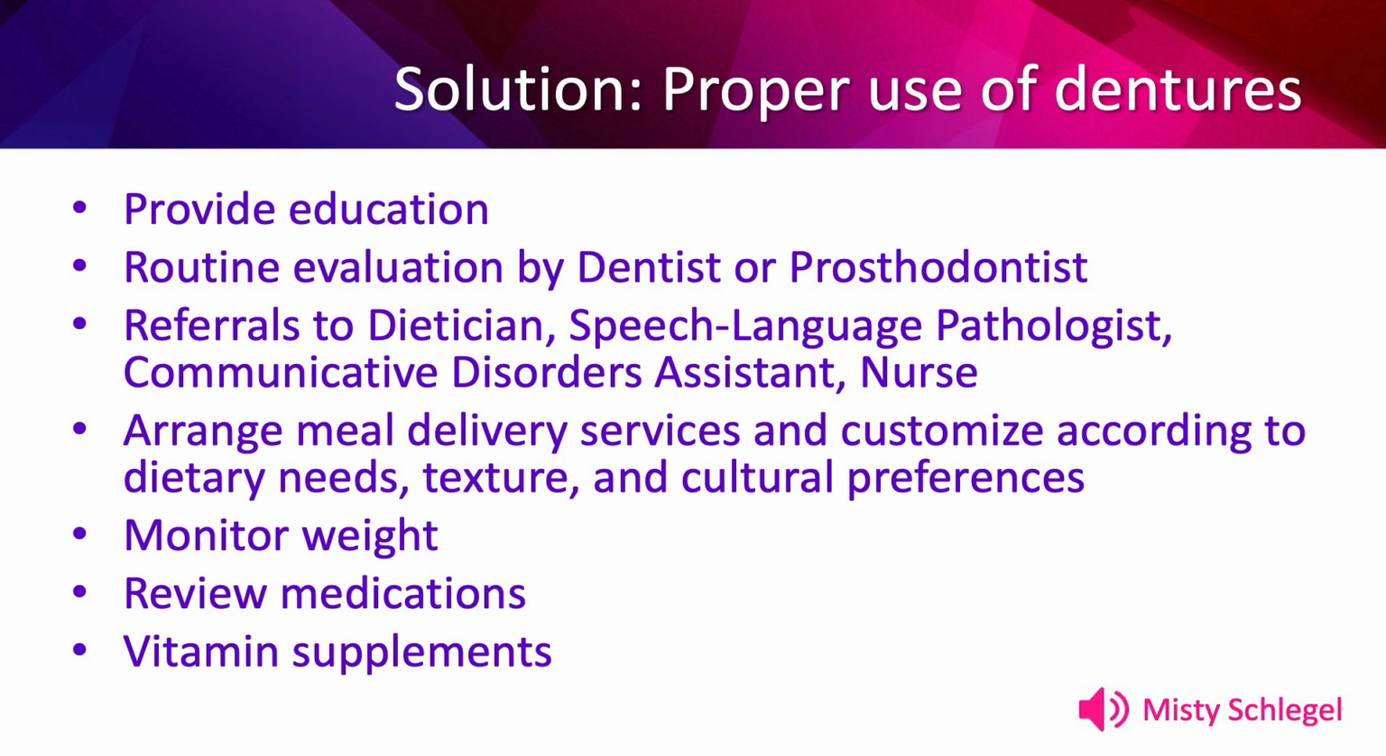You could arrange meal delivery services to customize their meals according to their dietary needs, their texture likes, and their cultural preferences. You would additionally monitor their weight. You would review all of their medications and provide vitamin supplementation. The objective of the nurse caring for the older adult with malnutrition related to complications with denture use is to provide support to maintain health and quality of life.